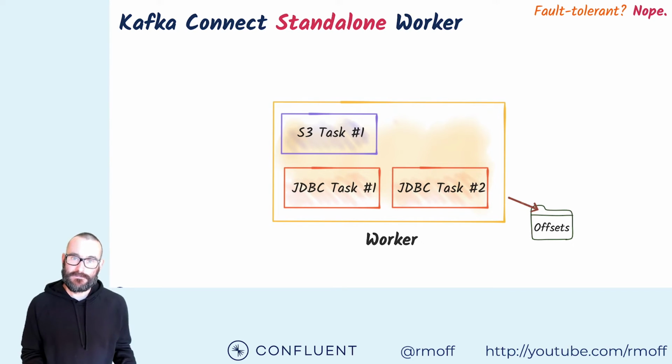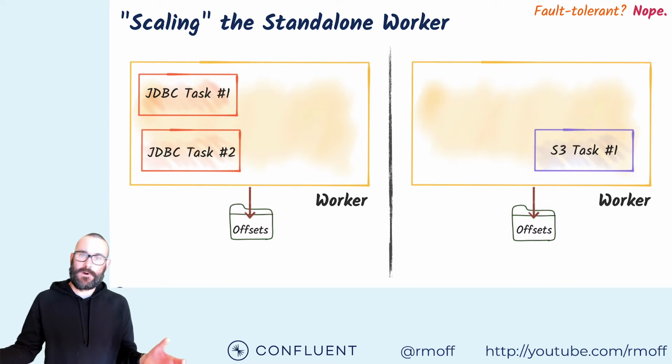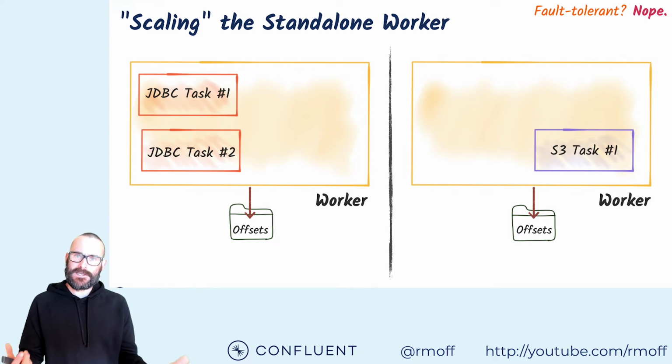It's not scalable. So if you want to add in additional capacity, you have to set up a separate worker and you have to partition your connectors across them. So in this example here, we've got the JDBC source connector. It's got two tasks running within it. If you need to scale that ingest, you can't because you have one worker running one connector. That's as low down as you can go.